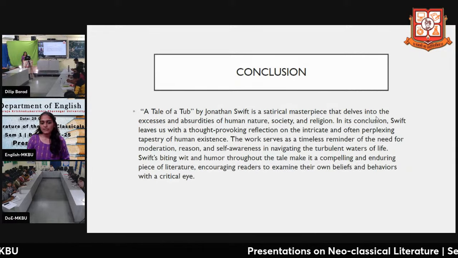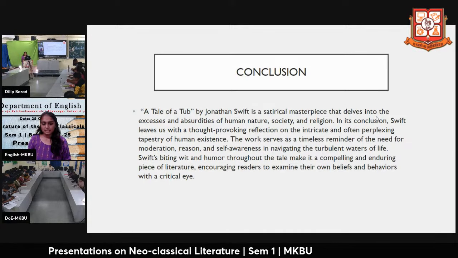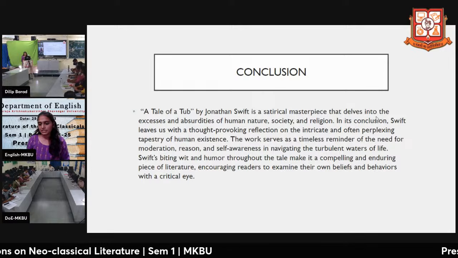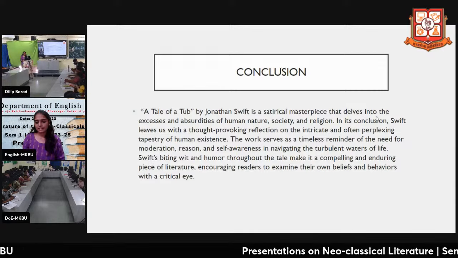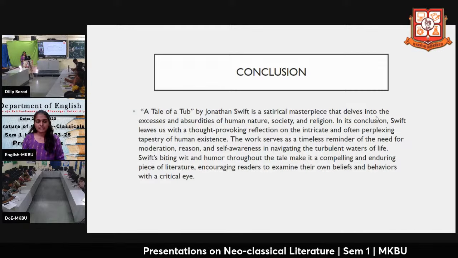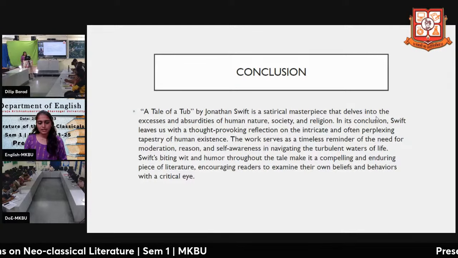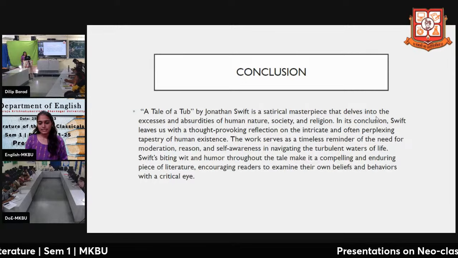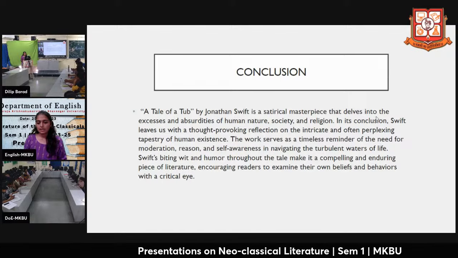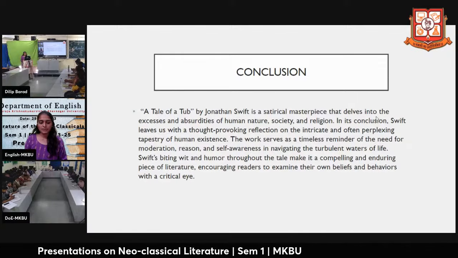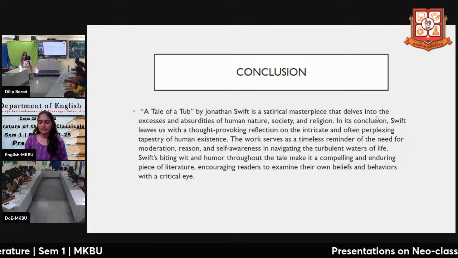Conclusion: A Tale of a Tub by Jonathan Swift is a satirical masterpiece that delves into the excesses and absurdities of human nature, society, and religion. In its conclusion, Swift leaves us with a thought-provoking reflection on the intricate and often perplexing tapestry of human existence. The work serves as a timeless reminder of the need for moderation, reason, and self-awareness in navigating the turbulent waters of life. Swift's biting wit and humor throughout the tale make it a compelling and enduring piece of literature, encouraging readers to examine their own beliefs and behaviors with a critical eye.